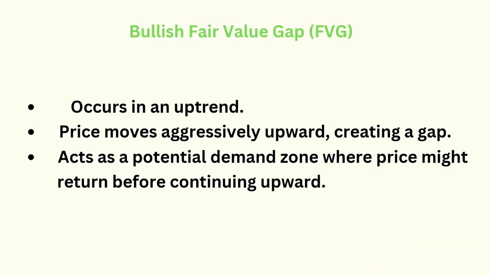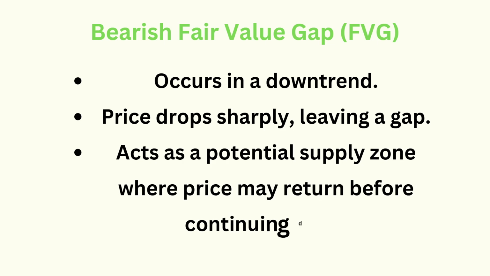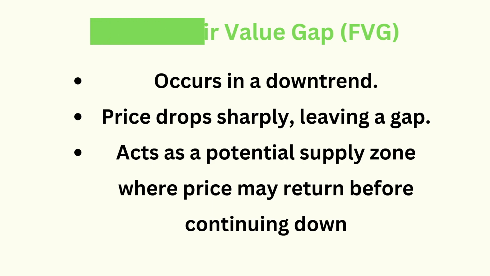Bullish fair value gap, FVG, occurs in an uptrend. Price moves aggressively upward, creating a gap, acts as a potential demand zone where price might return before continuing upward. Bearish fair value gap, FVG, occurs in a downtrend. Price drops sharply, leaving a gap, acts as a potential supply zone where price may return before continuing down.